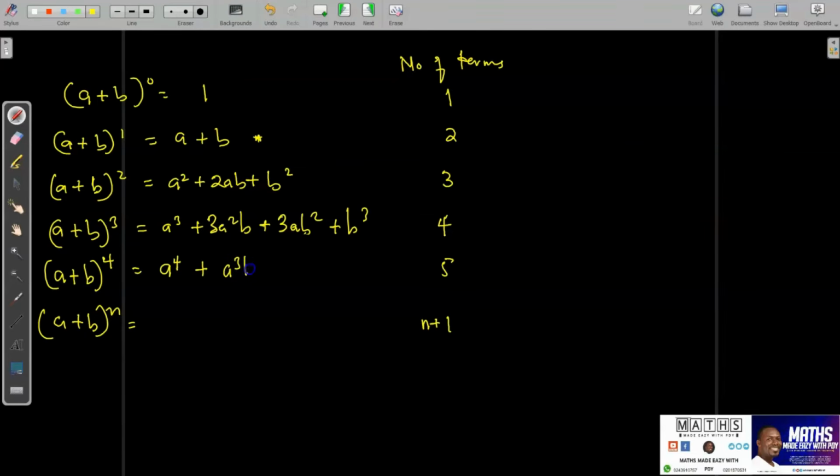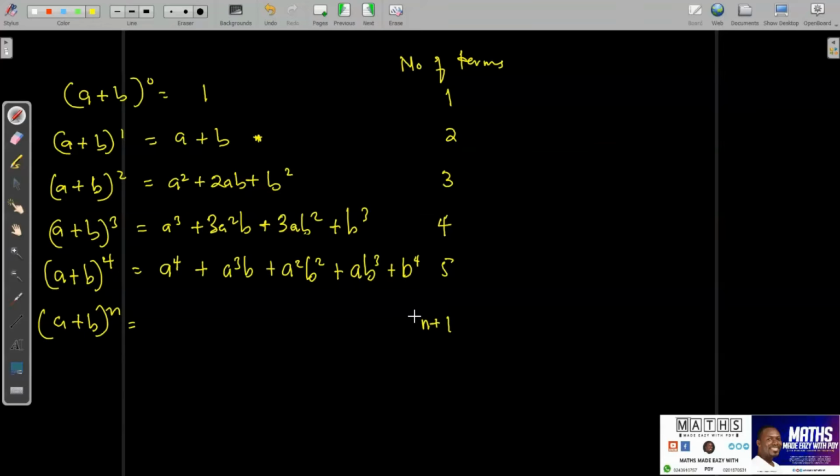A to the power 3, b. Thank you. Then the next one will be what? A squared b squared. Very good. Plus, the next one will be a b cubed. Very good. Then b exponent 4. Clap for yourself. That is so wonderful, for being able to write the variables.